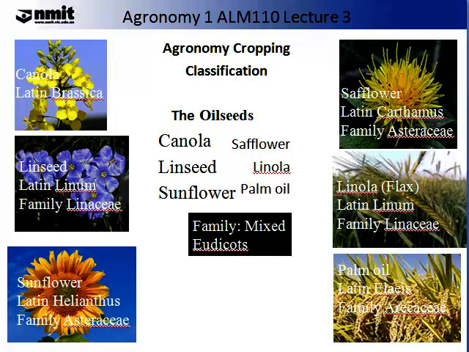The second classification of crops I'd like to look at are the oil seeds. These include canola, linseed, sunflower, safflower, liona, and palm oil. You will notice that these come from mixed family groups, and they tend to be a subgroup of the dicots. Again, take some time to look at each of these images, which will help with your identification. Some of these crops you will see at the Yang Ying Teaching and Research Demonstrator.